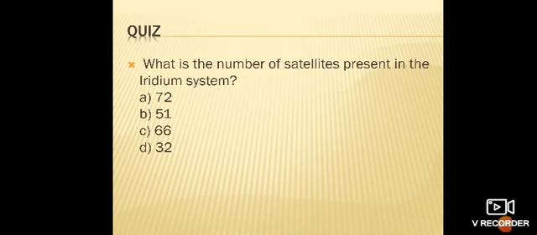What is the number of satellites present in the Iridium system? The first option is 72, the second option is 51, the third option is 66, and the last option is 32. What is the answer? That is 66. So 66 satellites are present in the Iridium system, not 72, or 51, or 32.